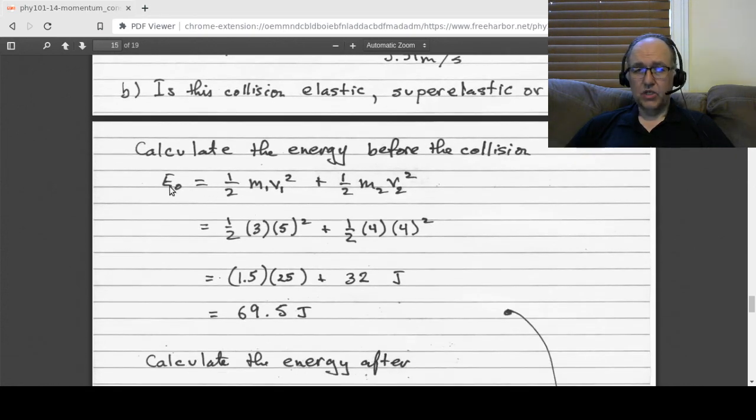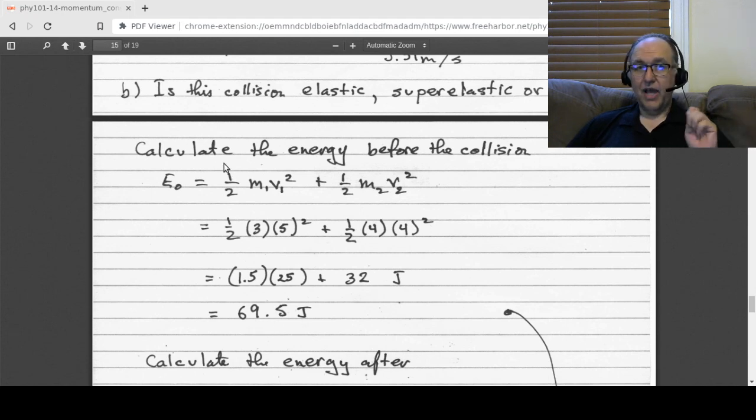We calculate the total energy before. The total energy before is 1/2 m1 v1 squared plus 1/2 m2 v2 squared. This is not a vector, so you don't have to worry about v1x and v1y or anything like that. Just v1, in other words, the velocity before you decompose it into x and y components. The 3 kilogram mass was traveling at 5 meters per second, and the 4 kilogram mass at 4 meters per second. Plug in the numbers and work it through. It turns out that your energy before was 69.5 joules.